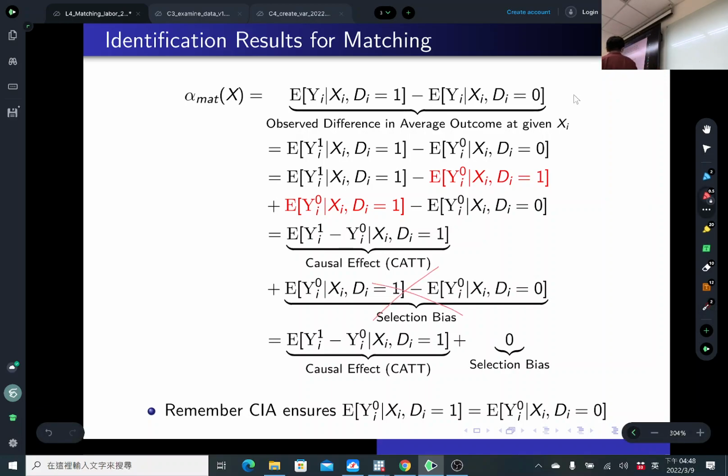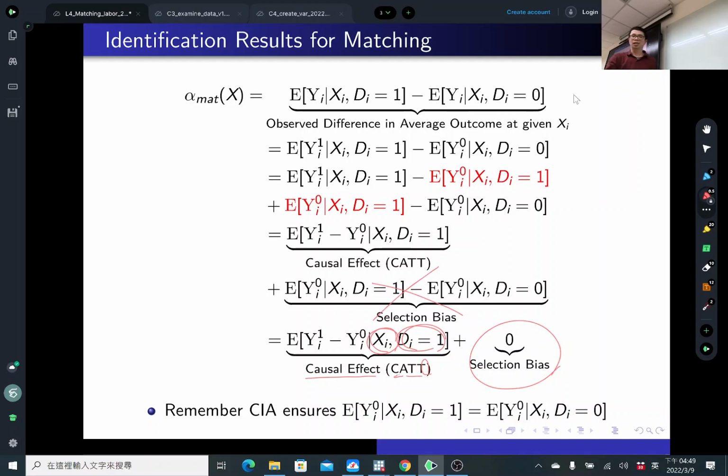This term will kill, so it will become 0. And then we can claim we get the causal effect for the treatment group with the age 40, for example. So matching can directly help us to identify the conditional causal effect for the treatment group. That is, we can identify the causal effect for the treatment group with age 40 or high education or some characteristics, some subgroup.